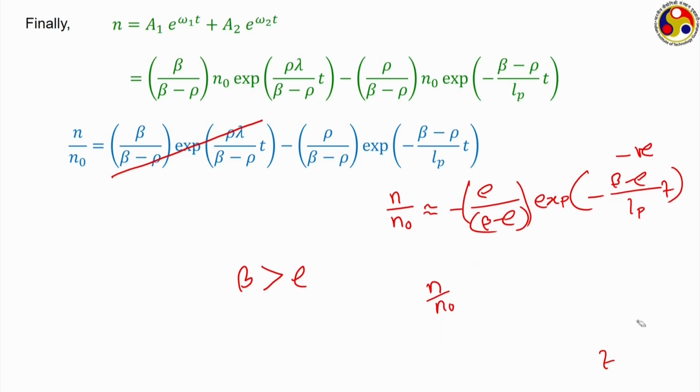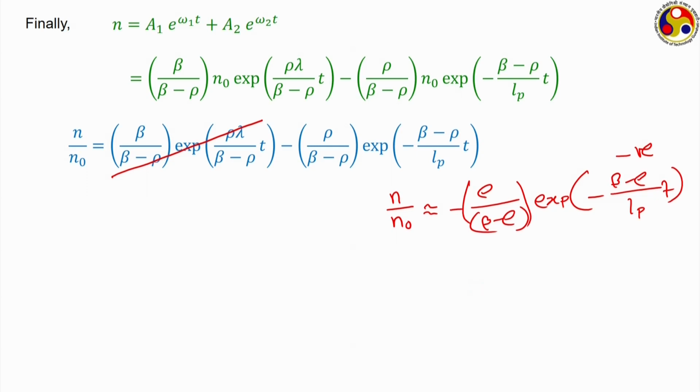Again, we would like to put this into perspective with what we got for prompt neutrons. In the case of a prompt neutron, taking a rho value of 0.001, we can have n upon n naught of the order of t, because l_p is typically of the order of 10 to the minus 3 as well. That is why, for a very small value of reactivity, rho equal to 0.001, it is a straightforward exponential function of time and it increases very, very steeply.